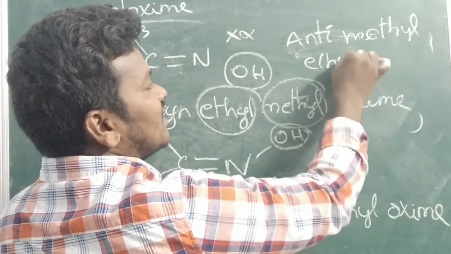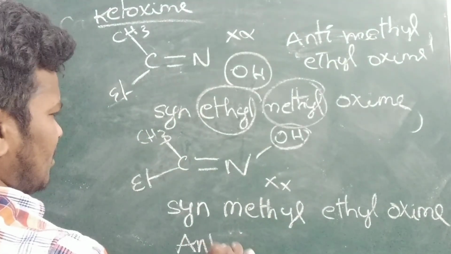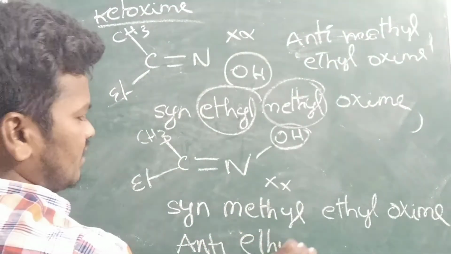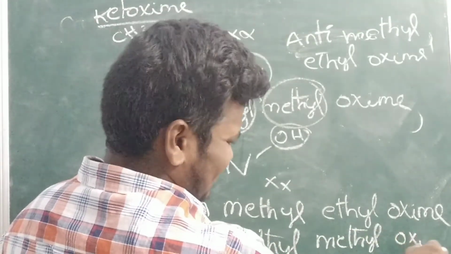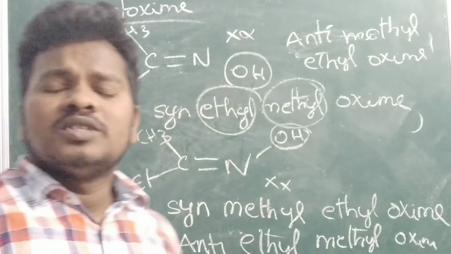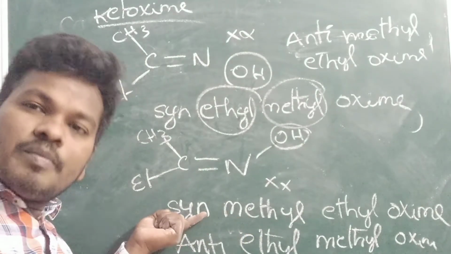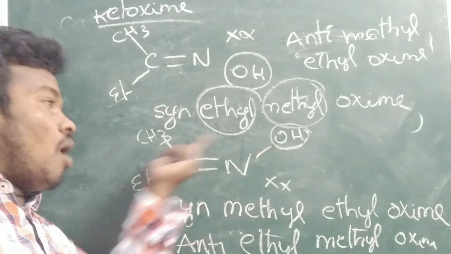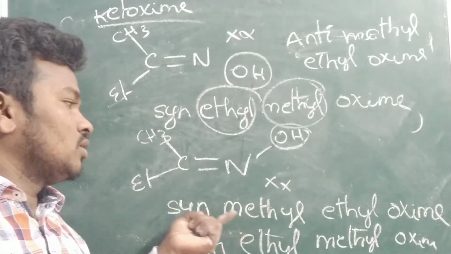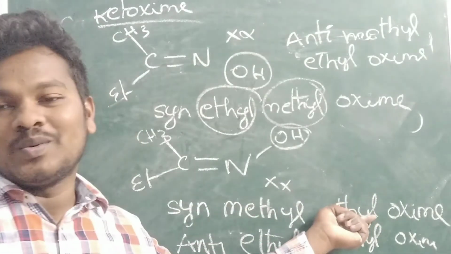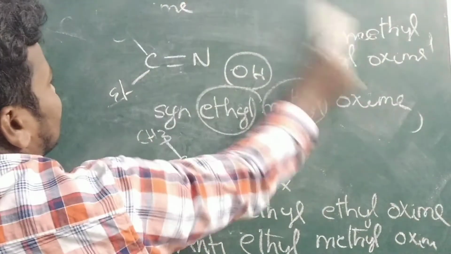What is this? Ethyl oxime, like this one. Here also you can see anti, opposite. Ethyl is there: anti-ethyl methyl oxime. You are saying which groups are on the similar side and which are on the opposite side. The first group you have to mention. For example, if you mention syn with respect to the OH, the same side group is named first: if you write syn ethyl, next you write methyl. Very easy. Next you can see one example.